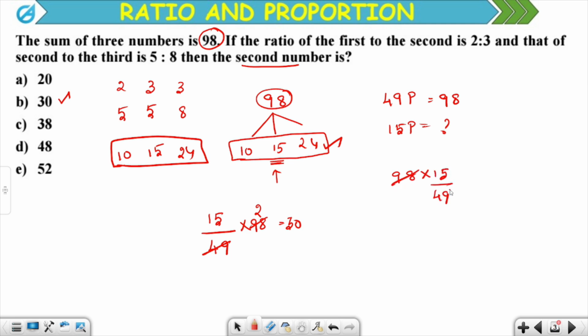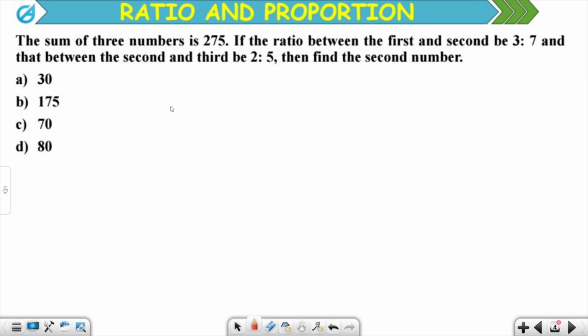So two time and one time. So what is 2 into 15, which is nothing but 30. So answer for the one is nothing but 30. Okay, next one.